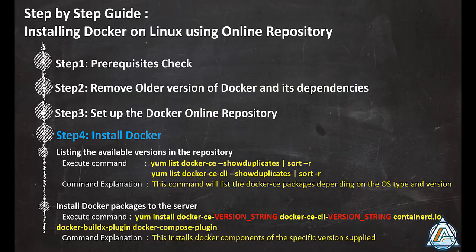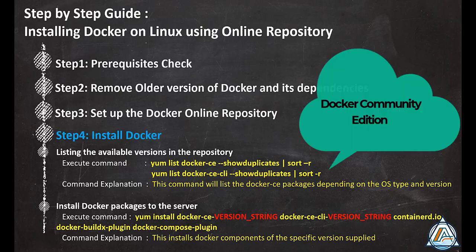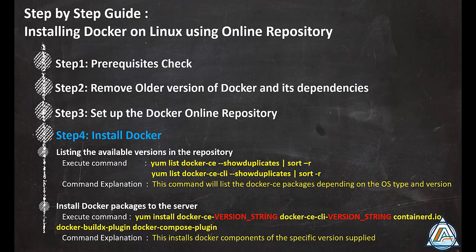Now with the repository set up, the next step is how to install Docker. We are going with Docker CE, the community edition, perfect for development and small scale projects. We need to get the available versions of Docker CE and Docker CE CLI in the Docker repository. So we run the yum list command. Once we have identified the versions which we need to install, we run the yum install command with the respective versions to install that specific version of Docker CE. If we don't specify a version number, it will download and install the latest version available in the Docker repository.